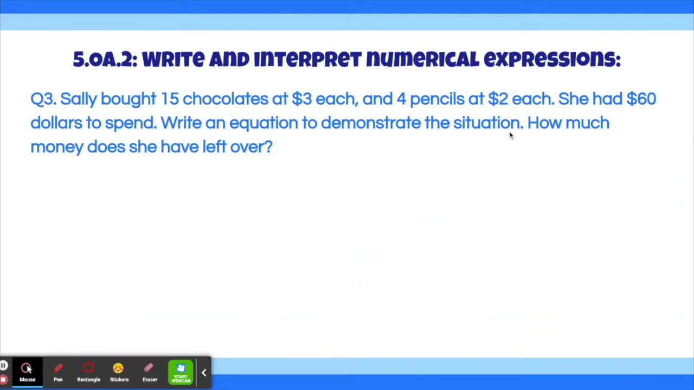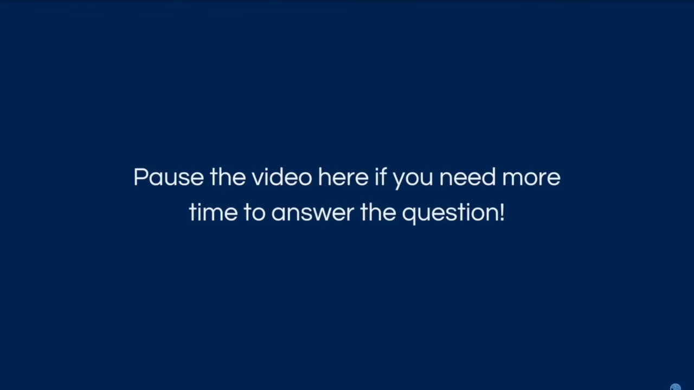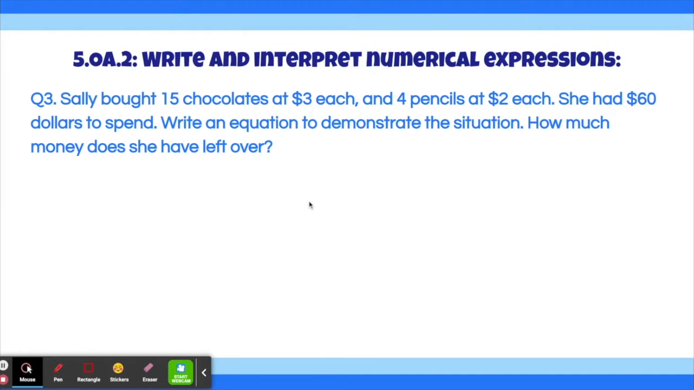Okay, so question 3. Sally bought 15 chocolates at $3 each and 4 pencils at $2 each. She had $60 to spend. Write an equation to demonstrate the situation. How much money does she have left over? I'll give you guys a few seconds to solve this problem, and if you need more time, feel free to pause the video. Okay, so here is the equation, and here is the answer to how much money she had left over.